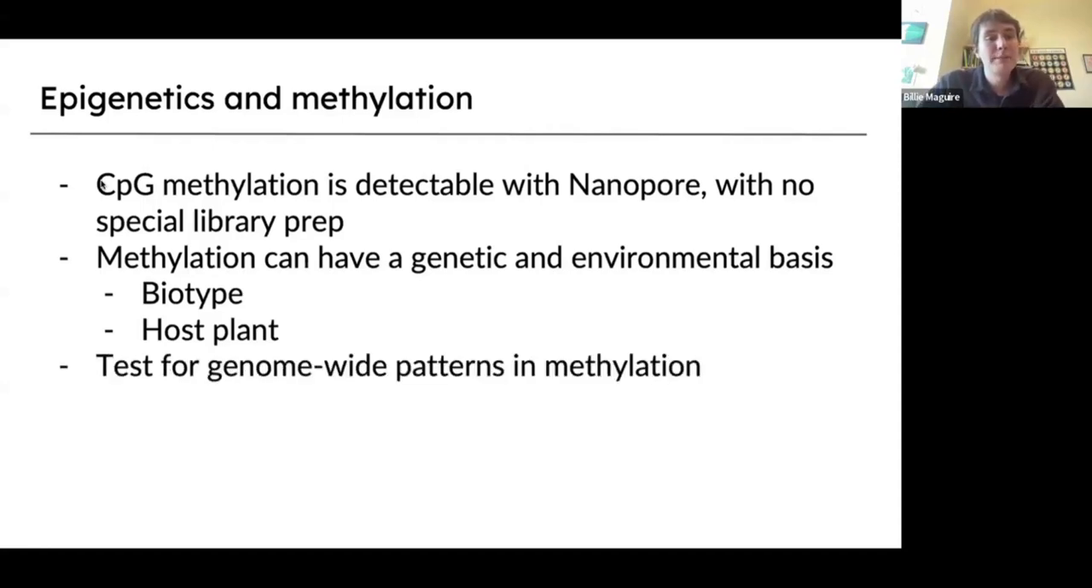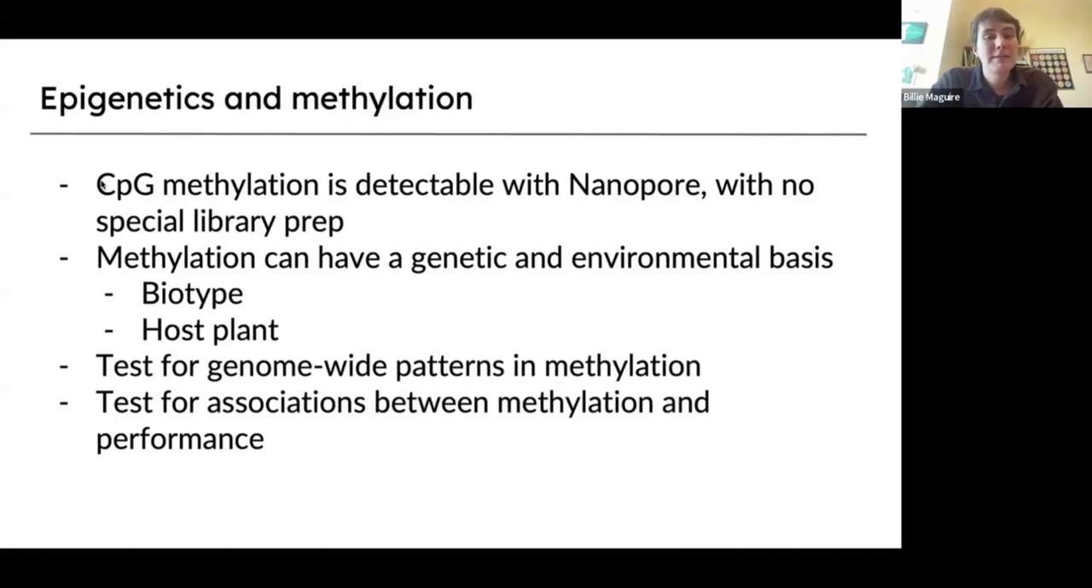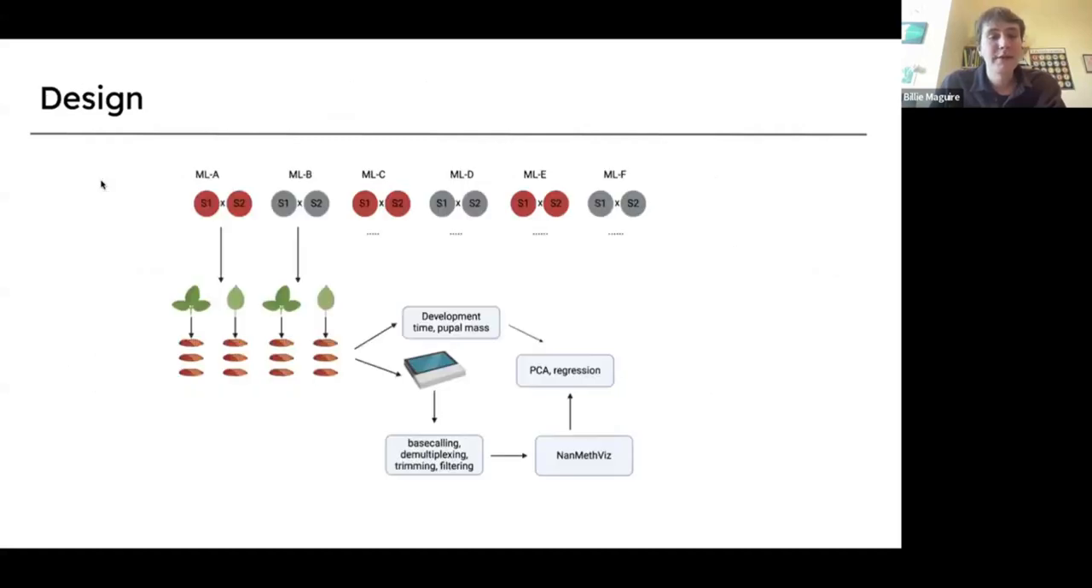And so we want to test for genome-wide patterns of methylation with respect to this genetic axis, this biotype axis, and also this environmental or host plant axis. And we can also test for associations between methylation and performance, between fitness metrics. And so here's a figure that outlines how I plan to do this.